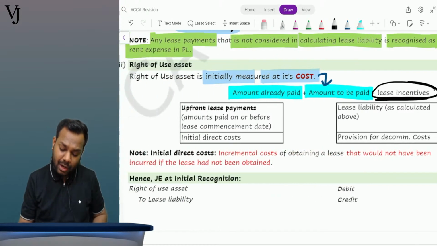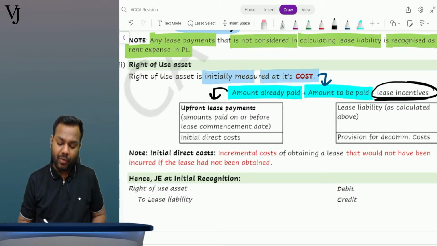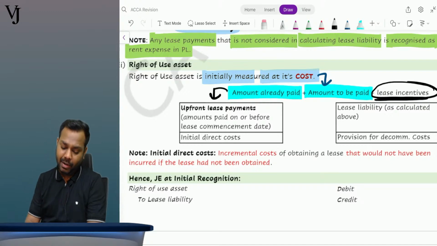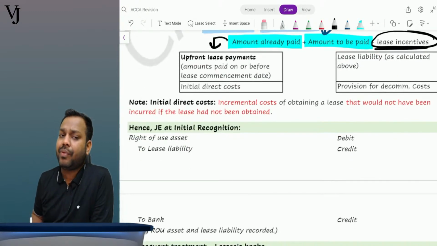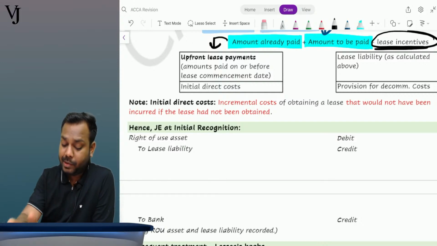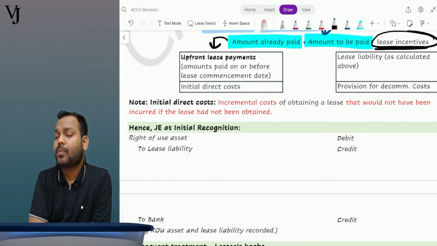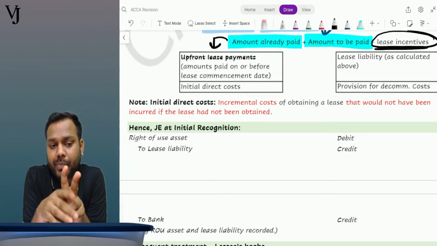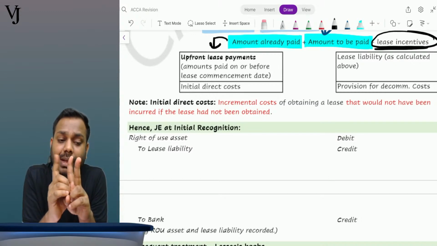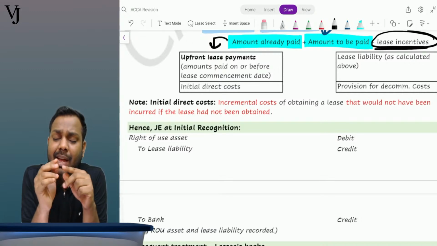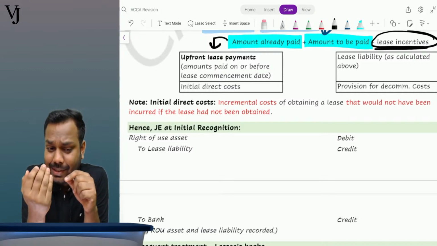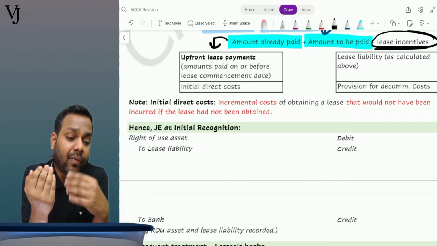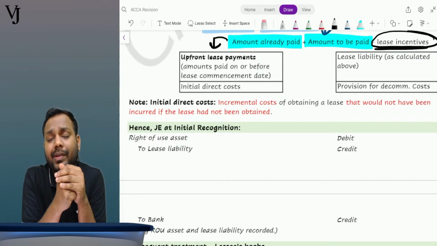Now, what is the meaning of amount already paid? It means upfront lease payments. What is the meaning of upfront lease payments? Understand, guys. The lease payments can be structured in two ways. It can be paid in arrears or it can be paid in advance, right? What is the meaning of arrears and advance?